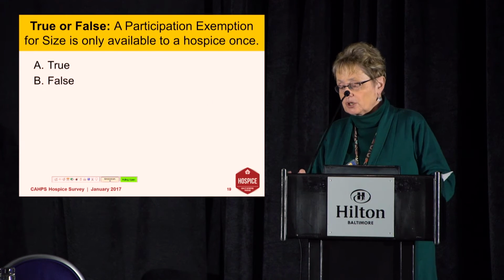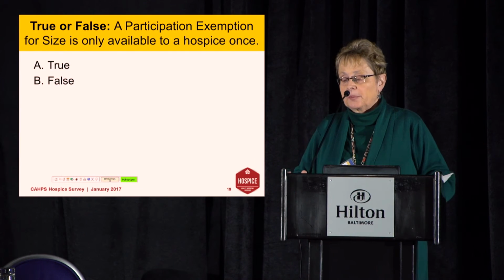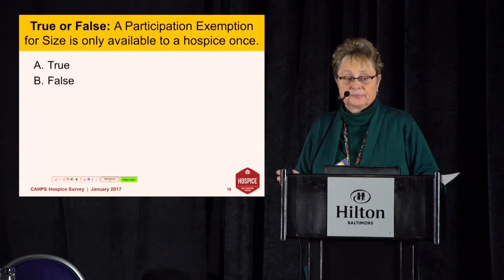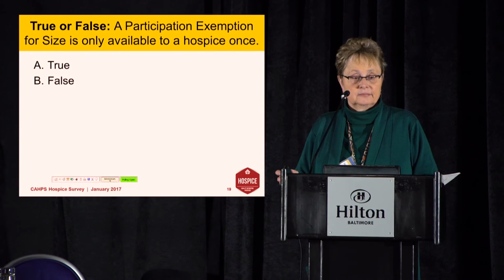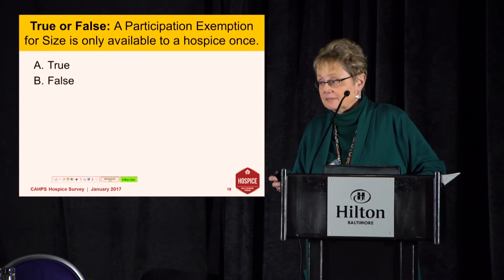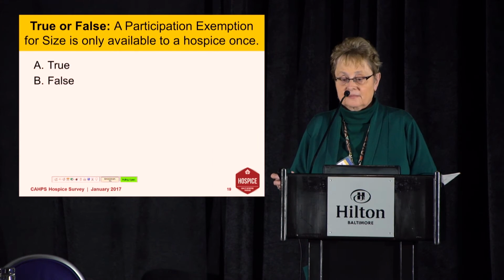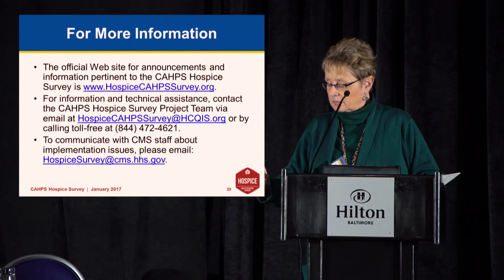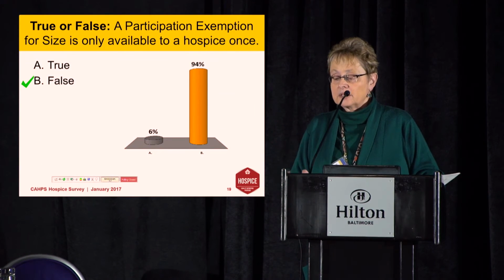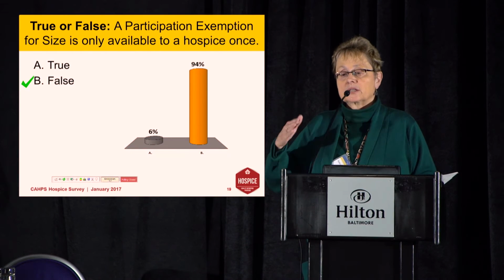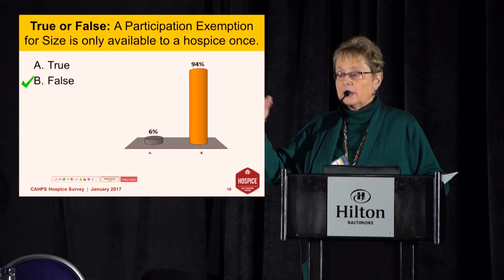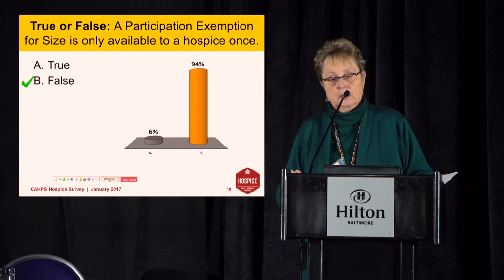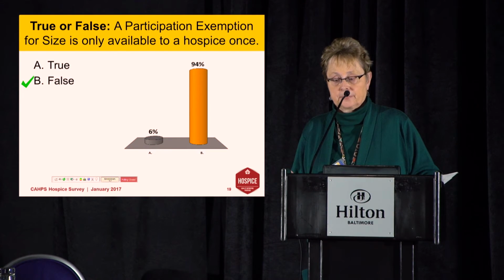So let's ask this question. Is the participation exemption for size available only once? True or false? It is false. The exemption for size can go year to year, and if you remain small and you keep applying, you can keep receiving it. It is only the Newness exemption that is one time only.